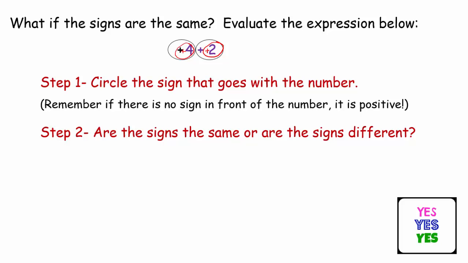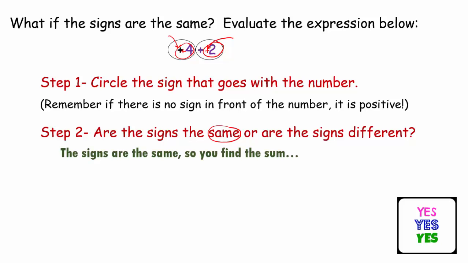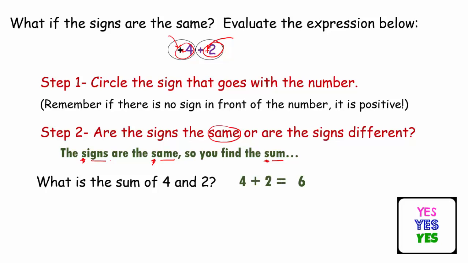Well, those signs are the same. The 4 is a positive, and the 2 is a positive. So those signs are definitely the same. And when the signs are the same, you find the sum. Again, alliteration. Signs are the same, you find the sum. What's the sum? The sum means to add. So let's just go ahead and add 4 and 2. The sum of 4 and 2 is 6.